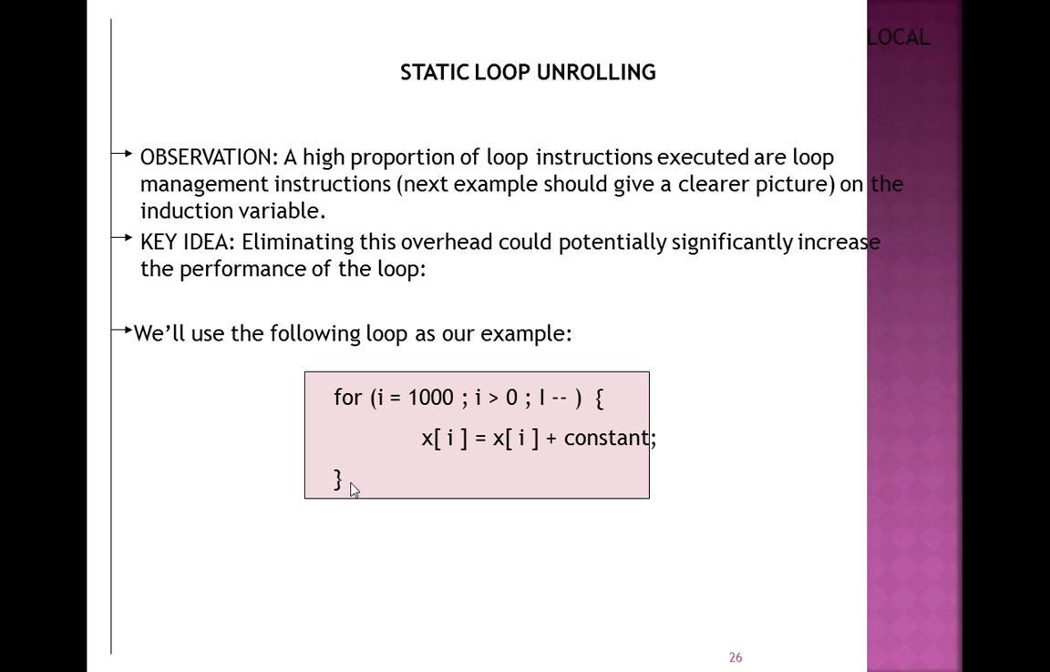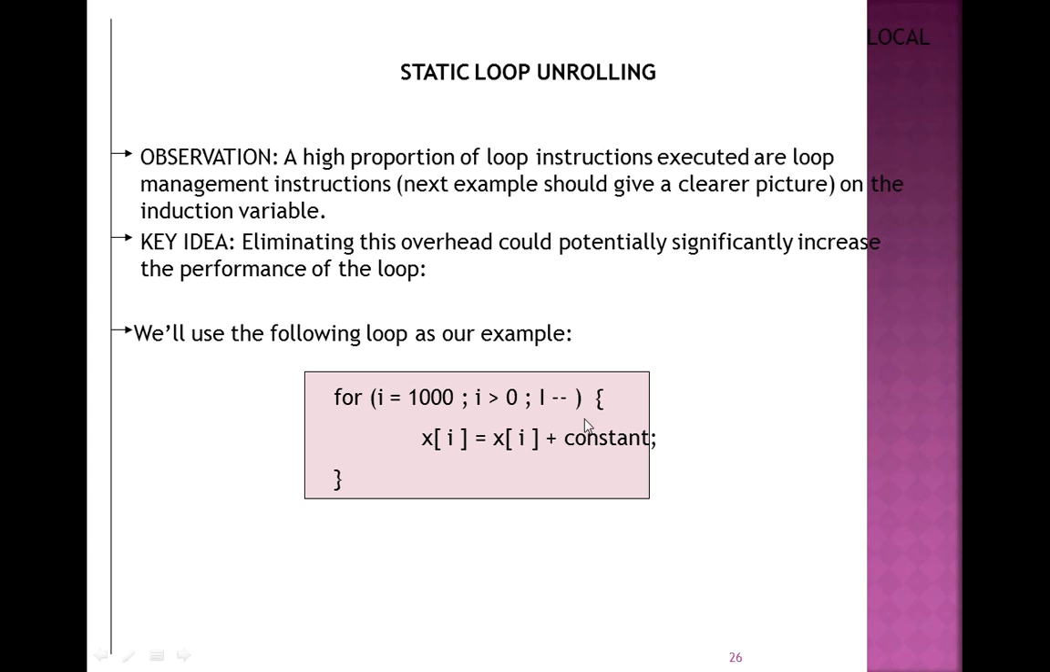This is the example. We will use the following loop as an example. It is a C example that starts with 1000 and decrements one by one, and ends when it is greater than 0, not equal to 0. That is, it ends with 1. So it starts with 1000 and ends with 1: 1000, 999, 998, 997, 996.